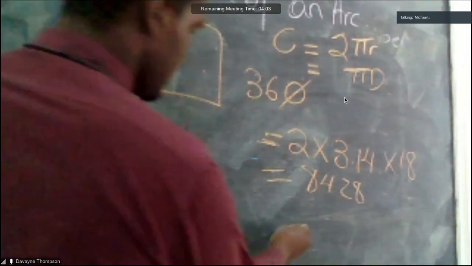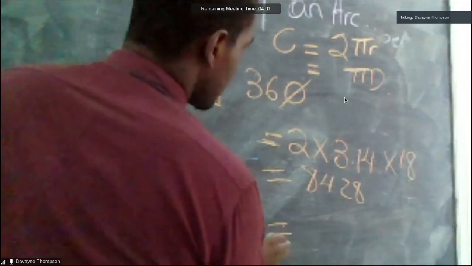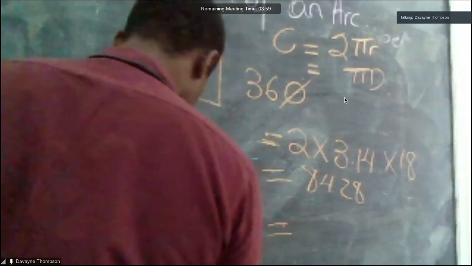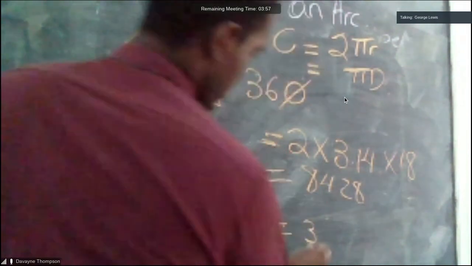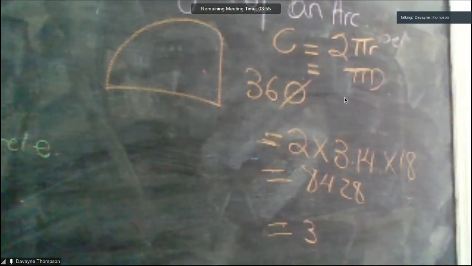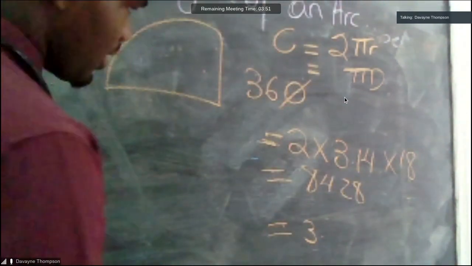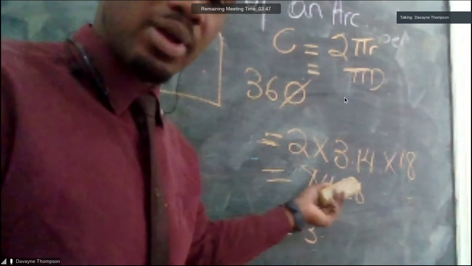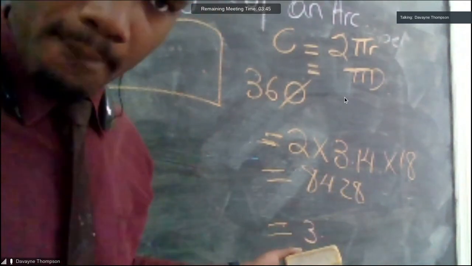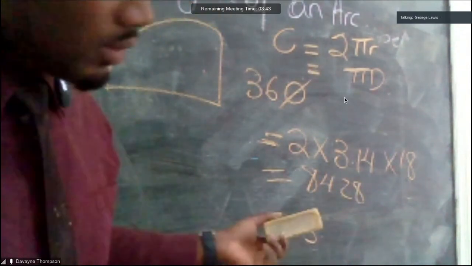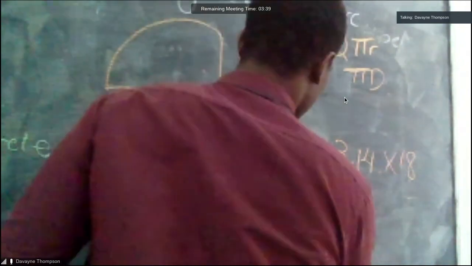Let's test it. We're going to just say 3.14 times 36. So my calculation gives 113.04.